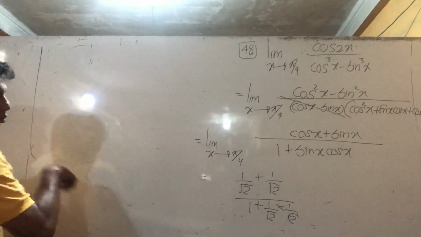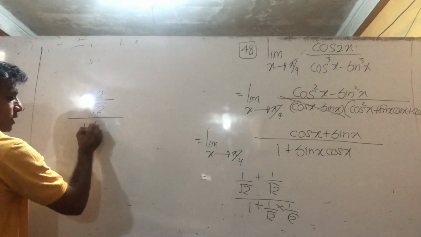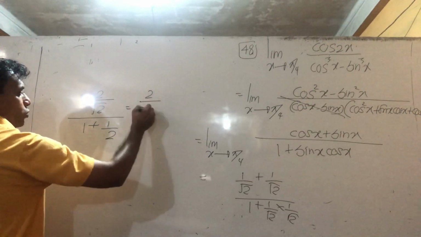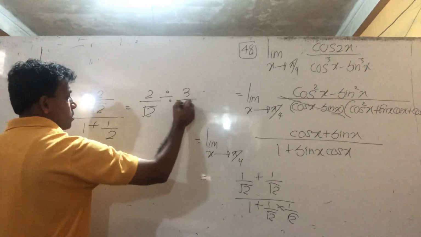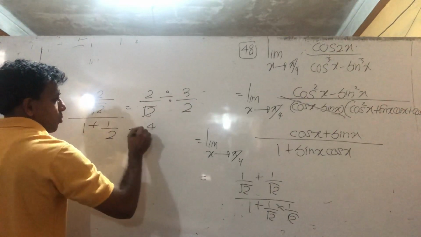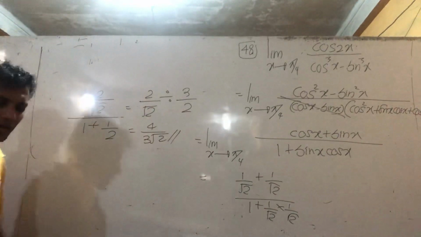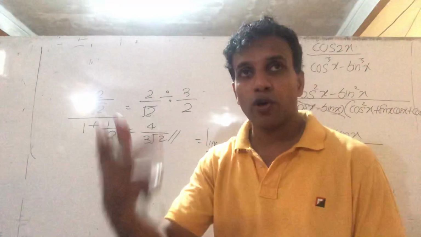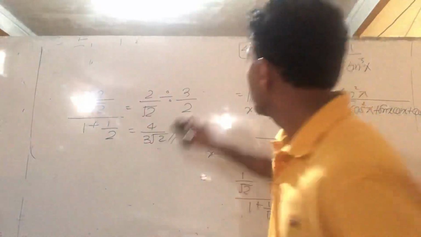What is that? 1 over root 2 plus 1 over root 2 is 2 over root 2, over 1 plus half. Is it half? Okay. So 2 over root 2 divided by 3 over 2. So it goes up, then therefore the answer is 4 over 3 root 2. Otherwise multiply by root 2 and cut the 2 with root 2. Okay, if you want to irrationalize, in your primary OL maths, irrationalize the denominator, catch that answer.